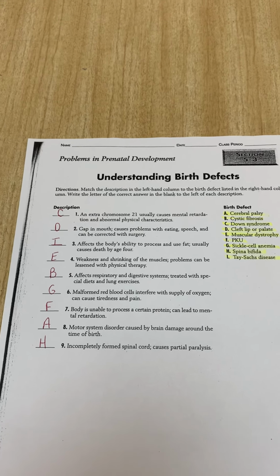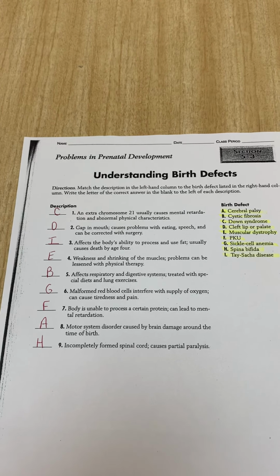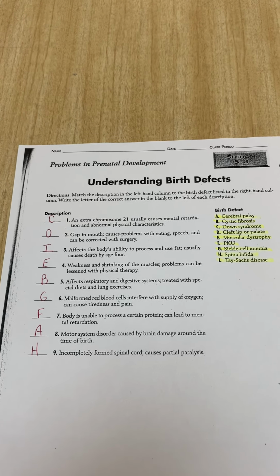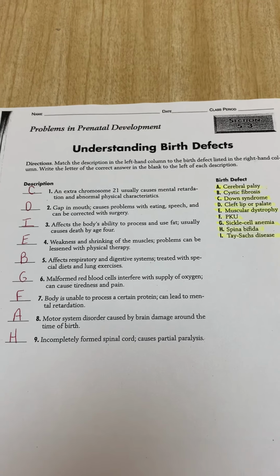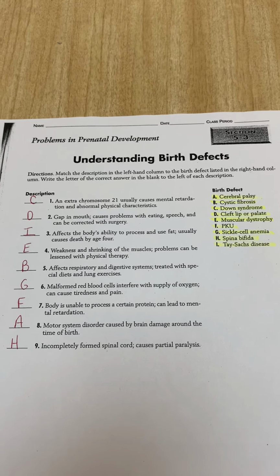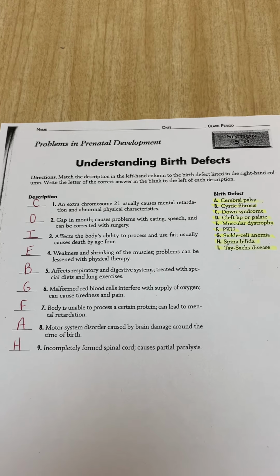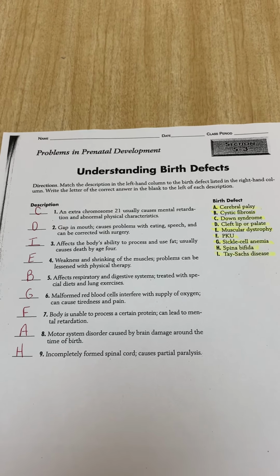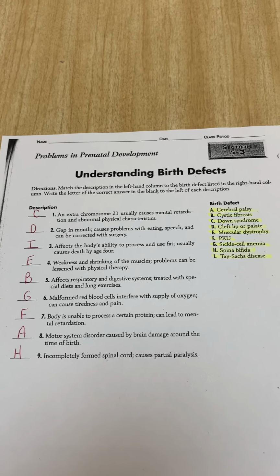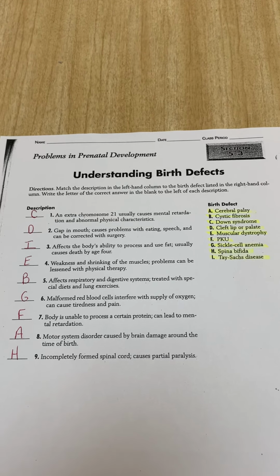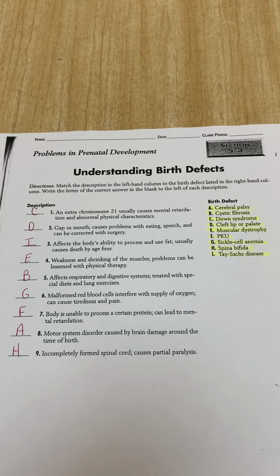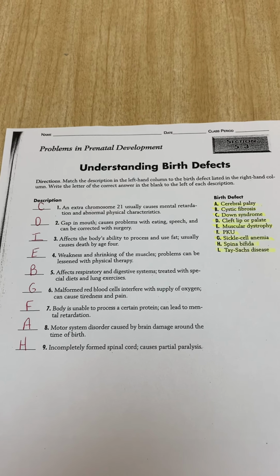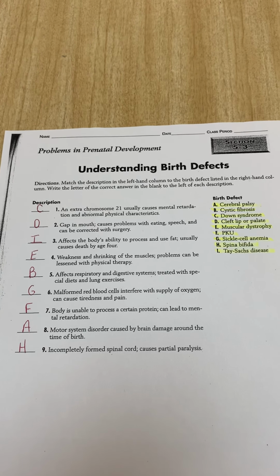Number 3 affects the body's ability to process and use fat. That is Tay-Sachs disease. Weakness and shrinking of the muscles is E, muscular dystrophy. Number 5 affects respiratory and digestive systems: that is cystic fibrosis. Malformed red blood cells are sickle cell anemia. The body is unable to process certain proteins, that is PKU.